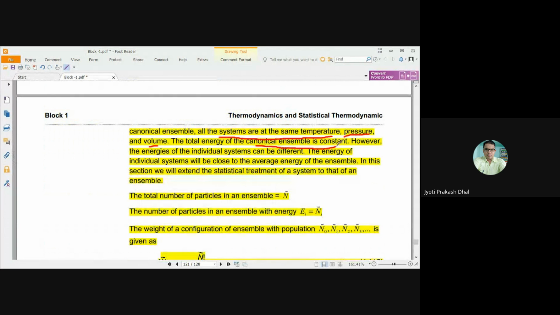Canonical ensemble means the systems are at the same temperature, same pressure, and same volume, and hence the total energy of the canonical ensemble is constant. However, the energy of the individual systems can be different. The energy of the individual systems will be close to the average energy of the ensemble.